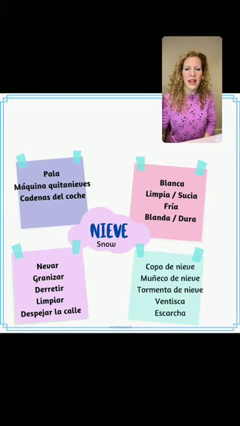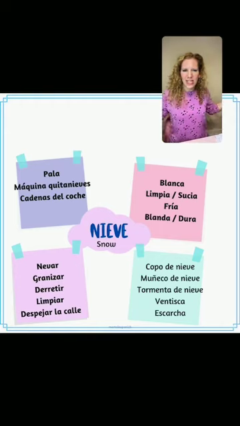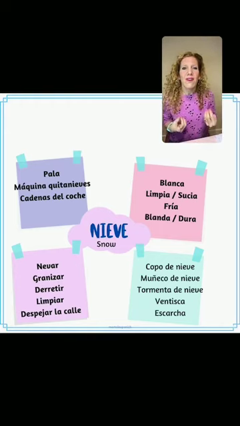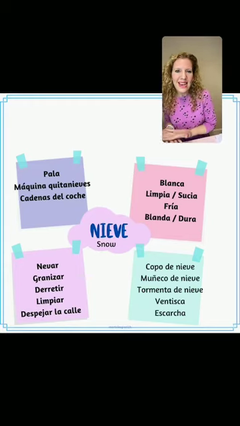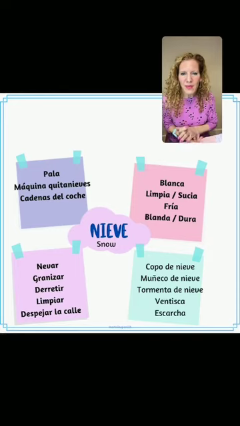So, next one. Another category for me is how can I get rid of the snow. So I need a pala, shovel. I need a máquina quitanieves, the big machines that clean the streets, snow poles, I think they are called. And if I want to drive, I need cadenas del coche, like chains for the wheels.